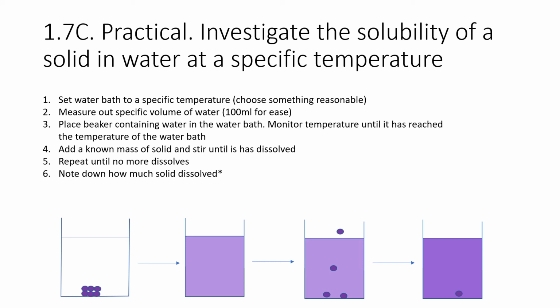Then, add a known mass of the solid, the solute, and stir until it has dissolved. Repeat this step by adding known masses of that solute and stirring until no more dissolves. Once you've hit this point, your solution is now saturated.